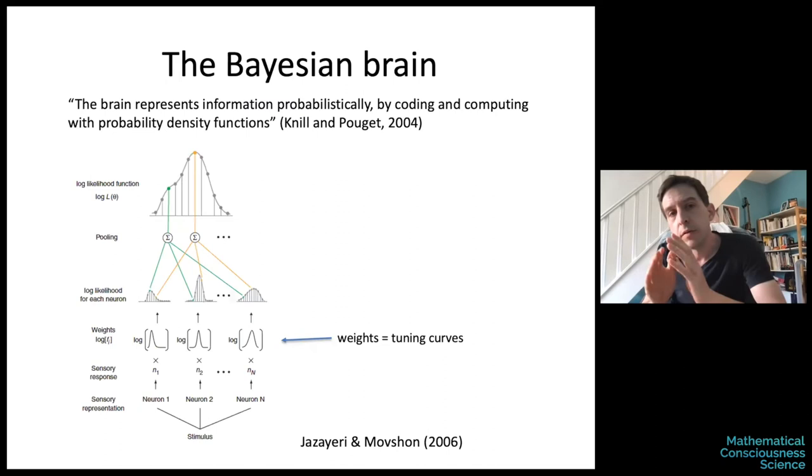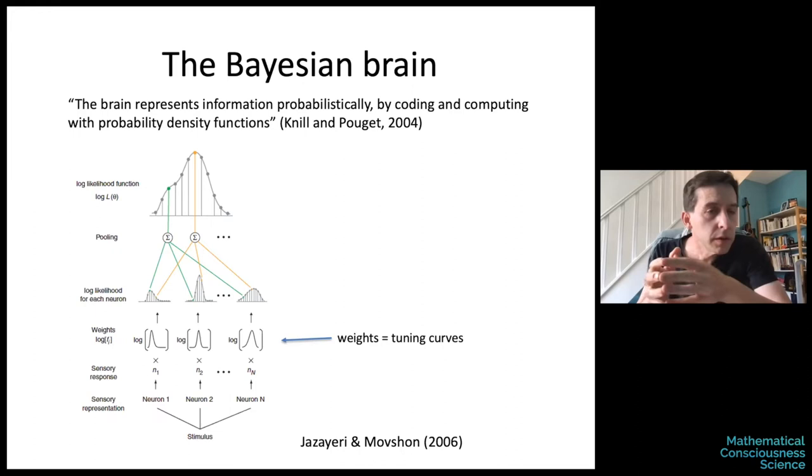Now let's talk about what it means more concretely in one of the leading representational theories of the brain, which is the Bayesian brain. So I quote, "The brain represents information probabilistically by coding and computing with probability density functions." That is to say that you have certain stimulus properties that are represented by the firing rate across a population of neurons, which are supposed to represent somehow the likelihood of the properties of the stimulus. And so concretely, this is a connectionist model, which explains how these computations of likelihoods are done.